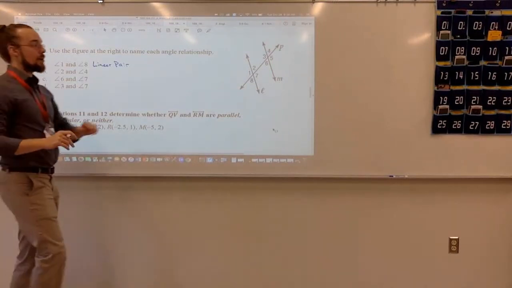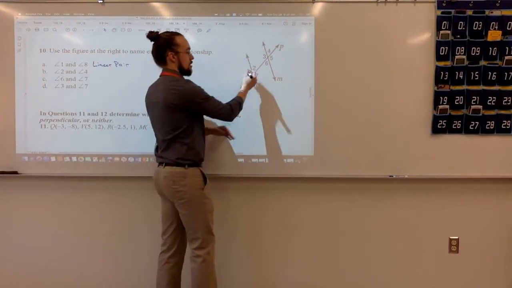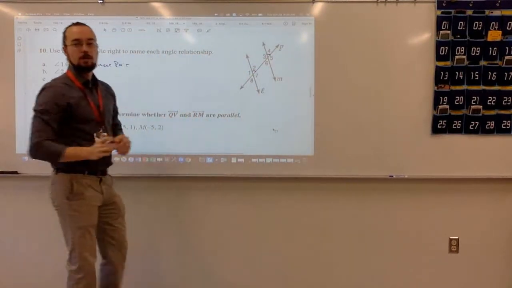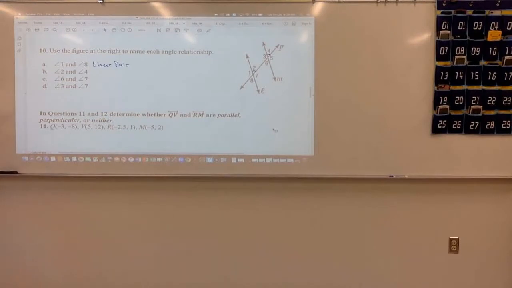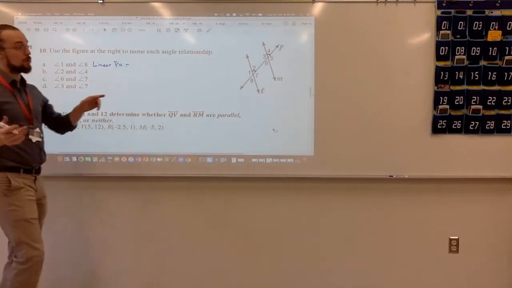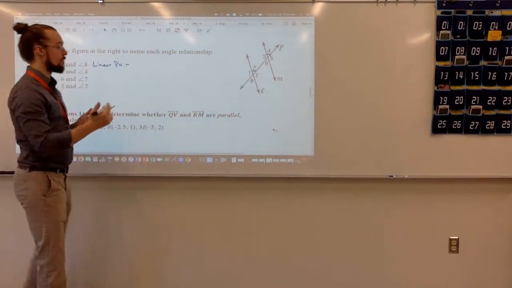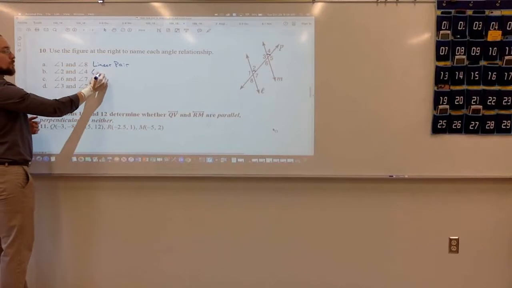Angles 2 and 4. Okay? This angle and this angle. Yeah, I got the first one's linear pair. So now angles 2 and 4 are corresponding. They're in the same position, just on the other side of the parallel lines. So corresponding here.